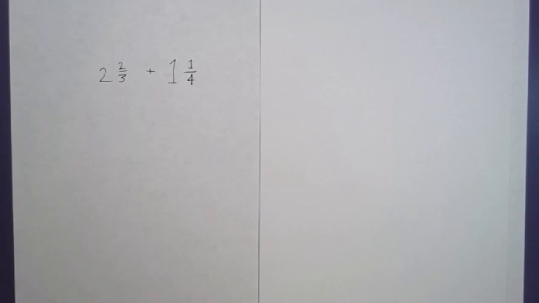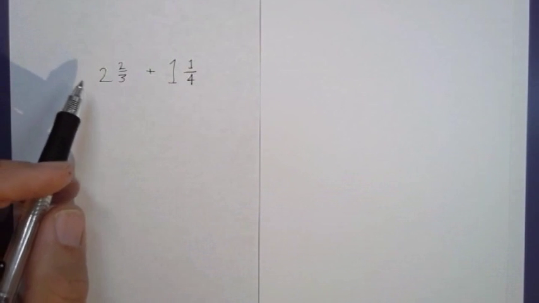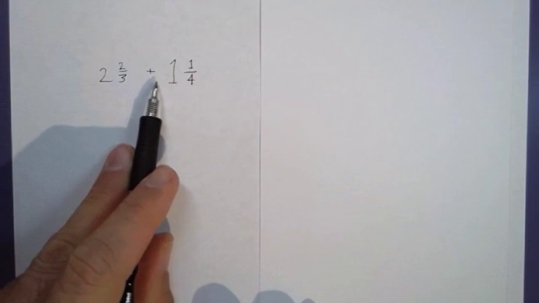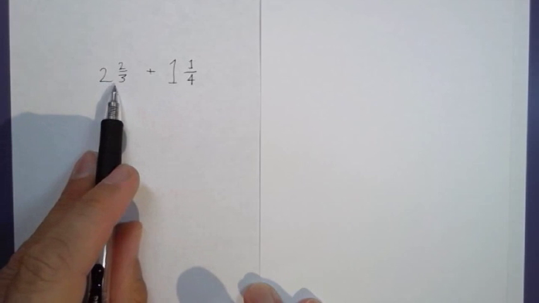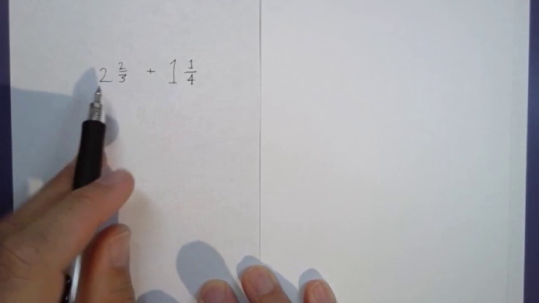I'm going to look at the rules for multiplying and adding mixed fractions. So first we will take 2 2/3 and we will add 1 1/4. In a moment we will multiply these.